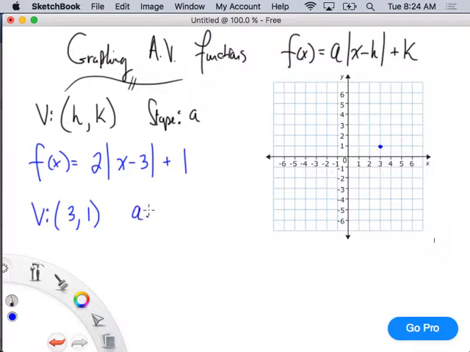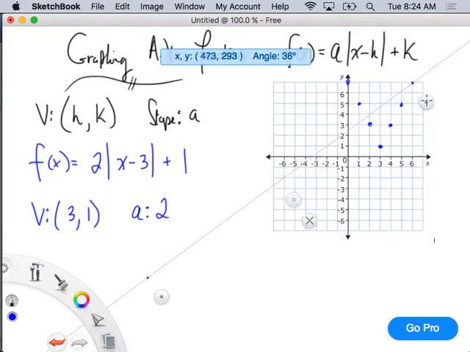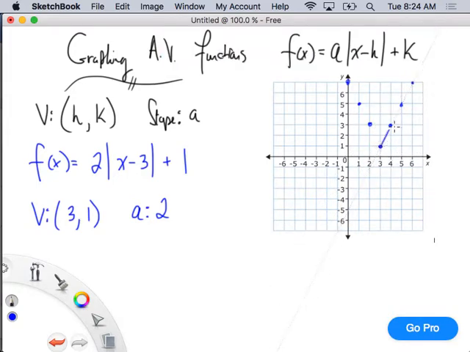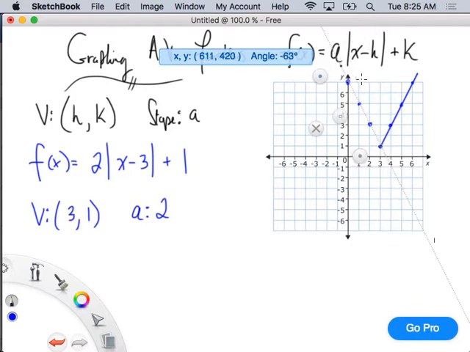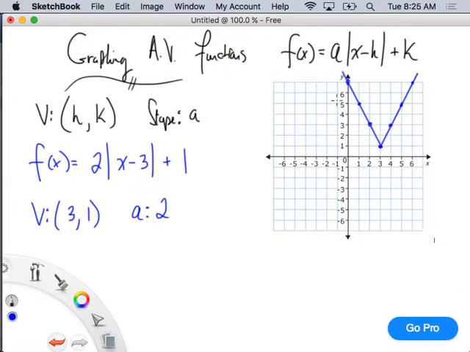And what's the slope, class? 2. Okay, so I know the slope is 2. So it means I go over 1, up 2. Over 1, up 2. Over 1, up 2. You see this? I'm taking the time to do multiple points, and I'm doing that for a reason. Because I want to be sure that when I draw my lines, they're accurate. You don't always have to have as many points as this, but you generally want to get as many points as you can, just so you know you're drawing your lines in an accurate way.